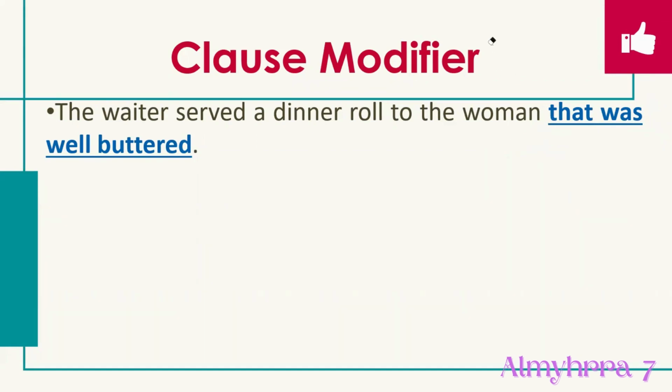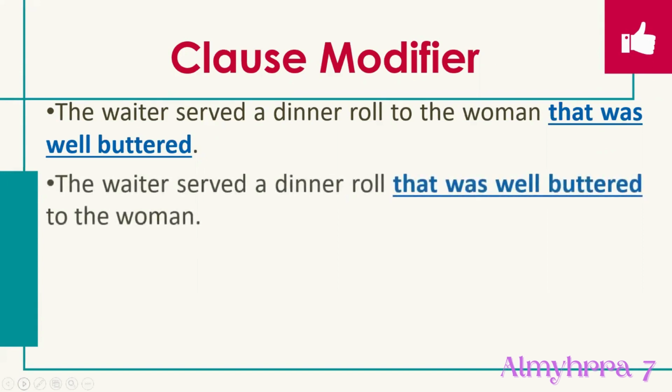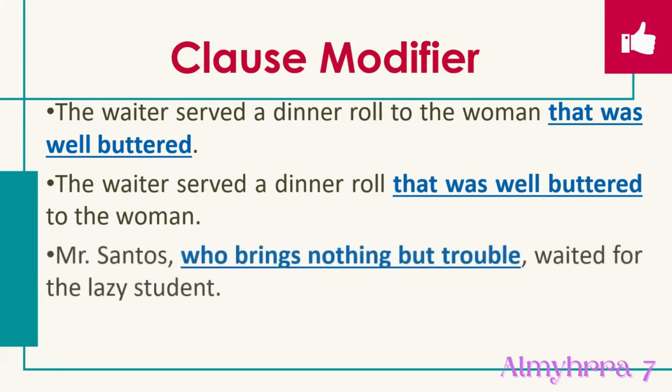So how can we correct this misplaced modifier? It should be placed or should be transferred beside the word it modifies. Therefore, it would be this way. The waiter served a dinner roll that was well buttered to the woman. This time, it is clear. Next sentence.